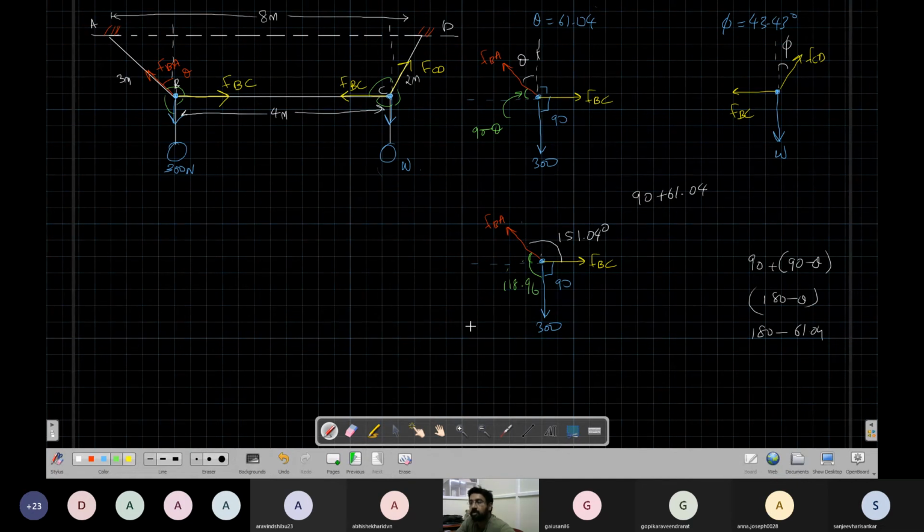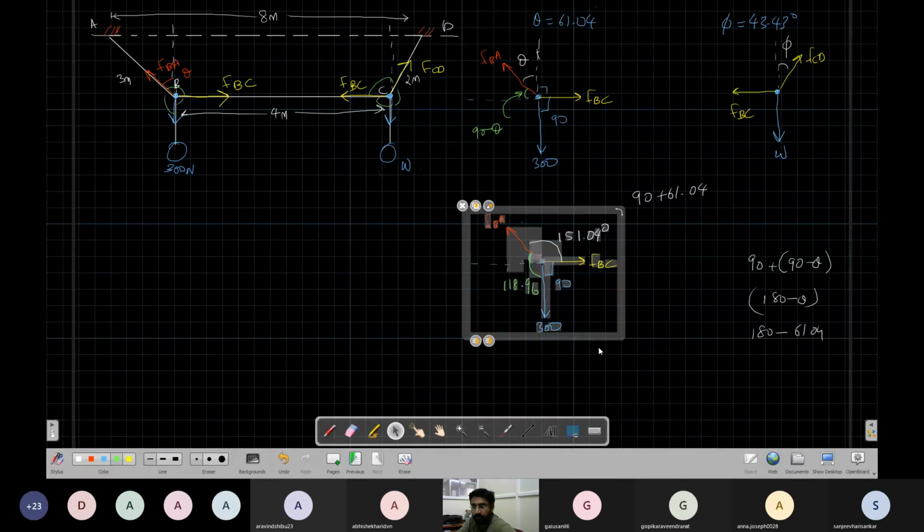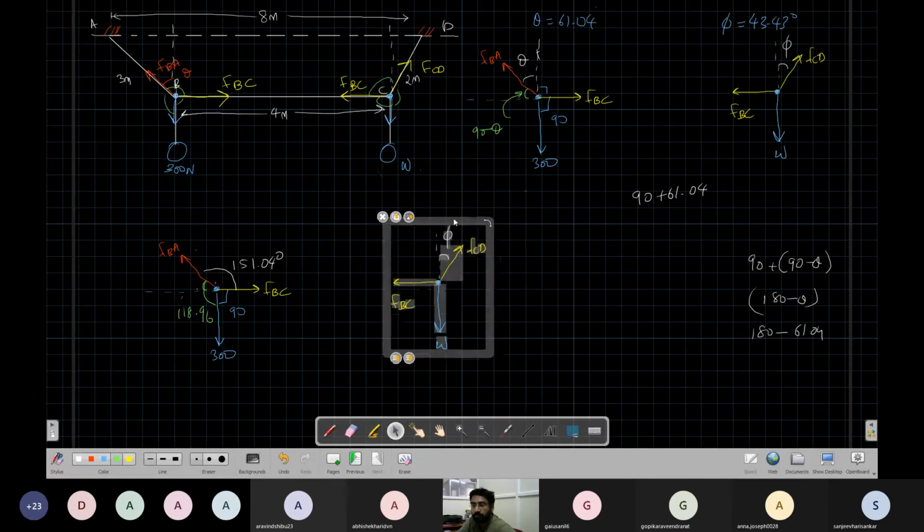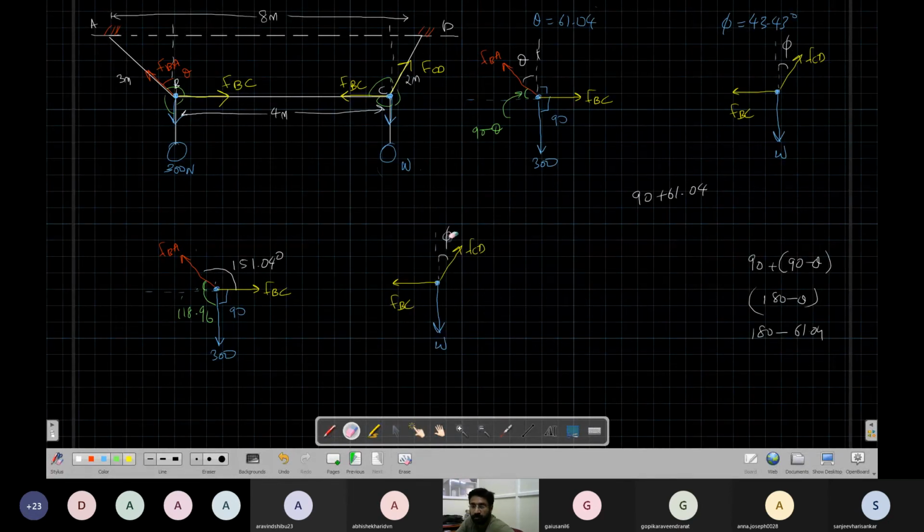So solve this in a session. Apply Lami's theorem and solve this. Meanwhile, I will solve this also. Just remove this 5. This is 90 degrees, we know. The E angle will be 90 plus 43.43, so 133.43.